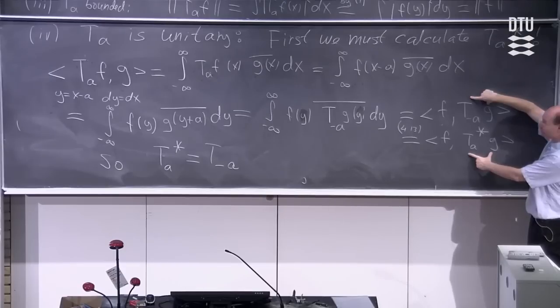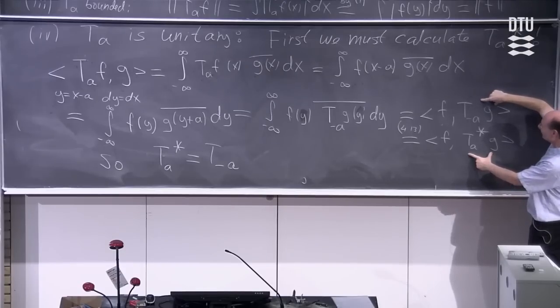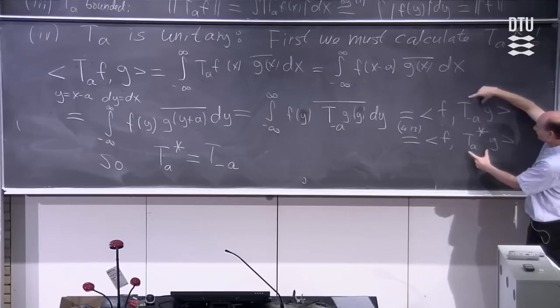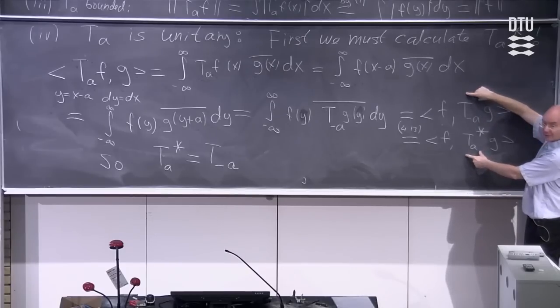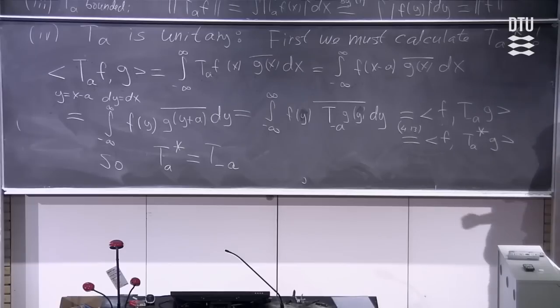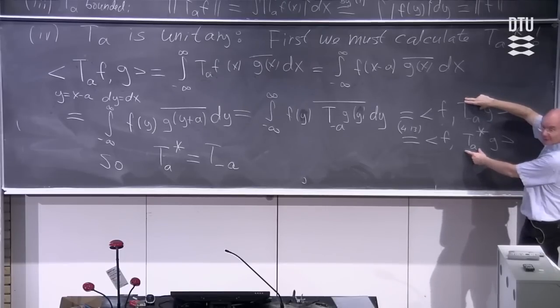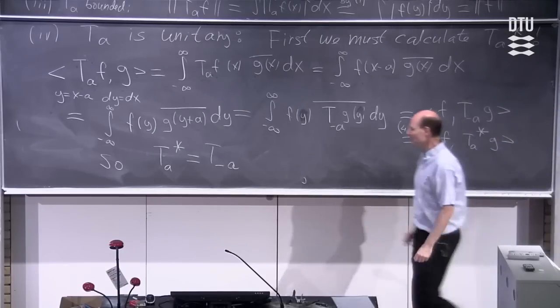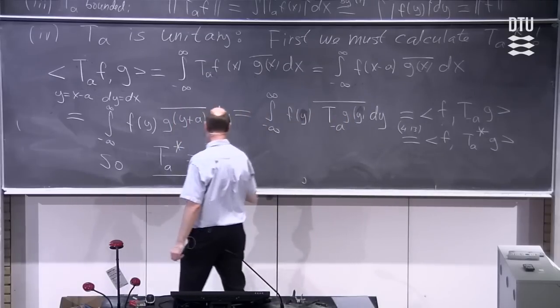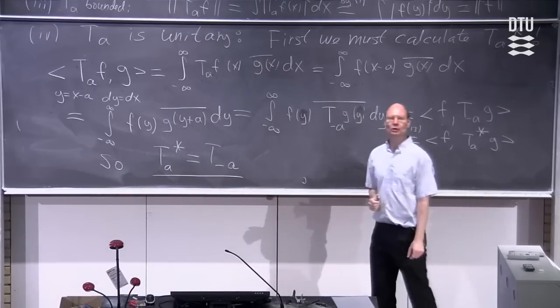That means for any element g, T minus a acting on g is the same as Ta star acting on g. And this means exactly that the two operators are the same. If you are not completely sure about that, please ask me at the problem session, then I will be happy to go into more details with that. But from the statement here, we can actually conclude that these two operators are exactly the same. So this was the first conclusion we had here.